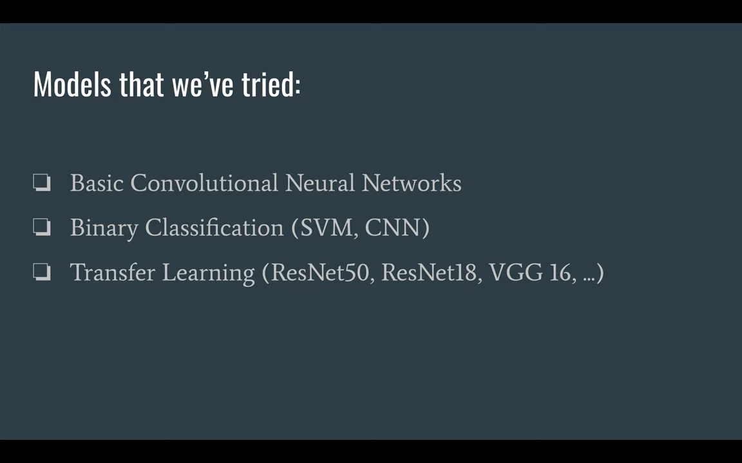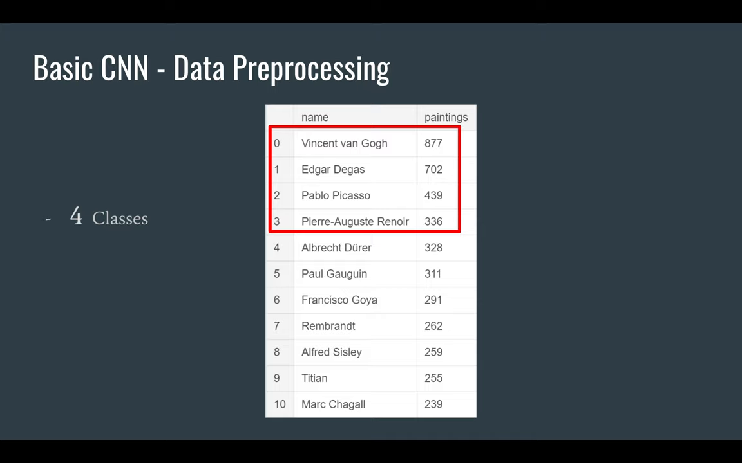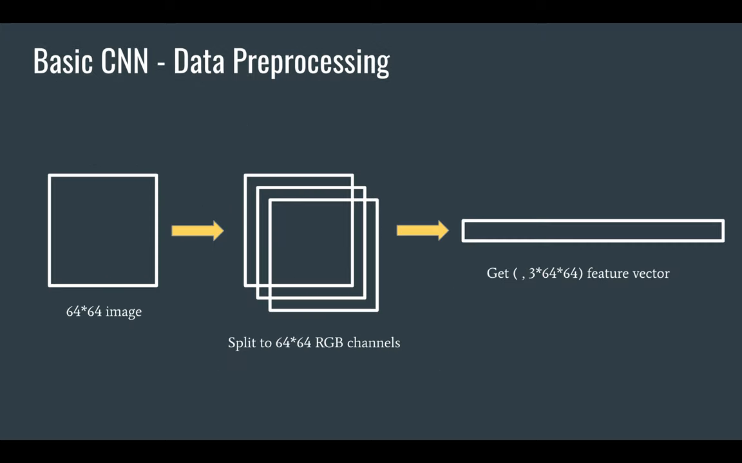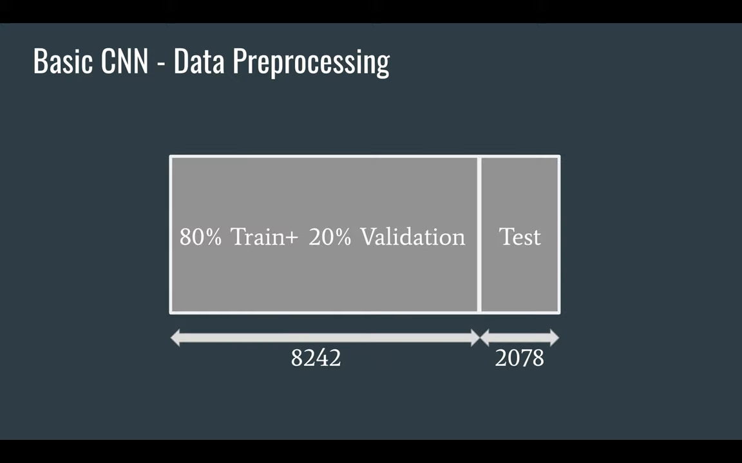Let's look at basic CNN first. Since our dataset from Kaggle is a little unbalanced, we only select the four painters with the largest amount of paintings, but in this way, the data amount becomes really small. So in order to increase the data, we first scale it to some size close to 128 by 128 and then crop it into 64 by 64 pieces. For each image, we split it into RGB channels and we get a feature vector. Finally, we get about 10,000 data points and we divide them like this.